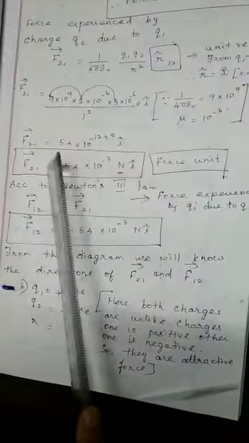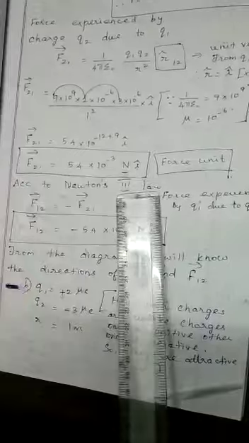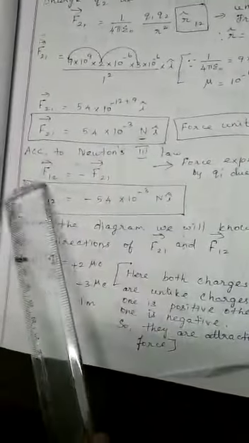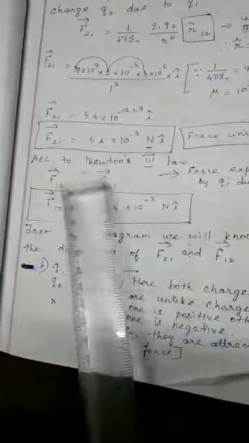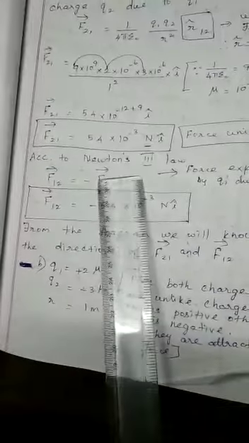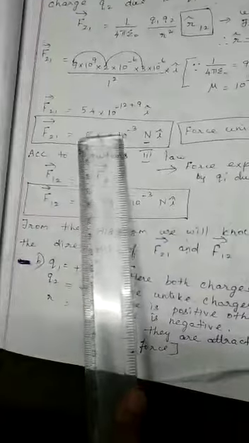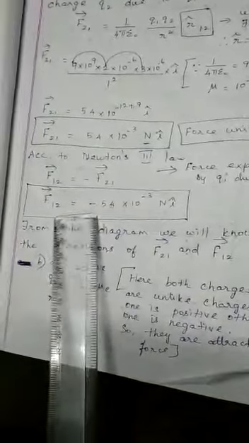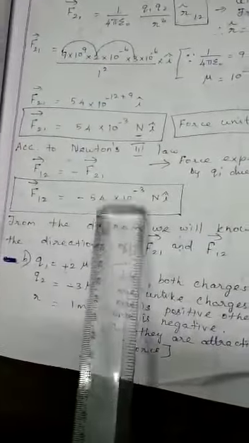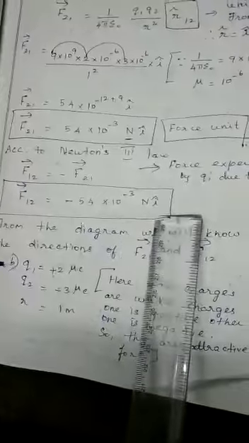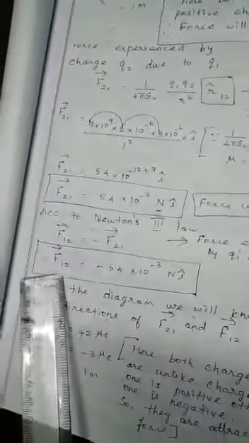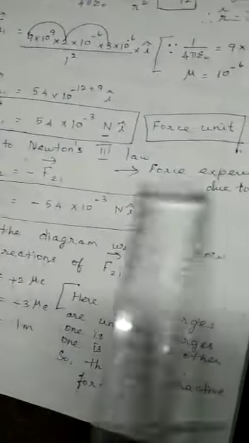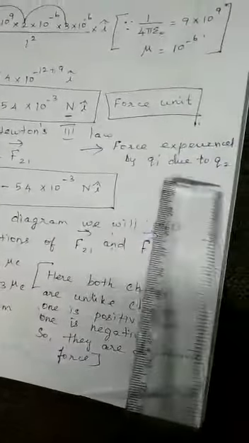Now that we have found F21 vector, what is Newton's third law? According to Newton's third law, F12 vector is equal to minus F21 vector. So without calculating, we can find this value from the previous one, only the sign changes. So F12 is minus 54 into 10 power minus 3 Newton i cap. F21 is the force experienced by charge Q2 due to Q1, but F12 is the force experienced by Q1 due to Q2.